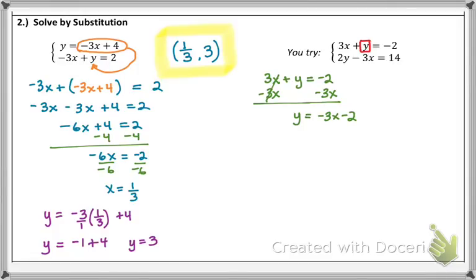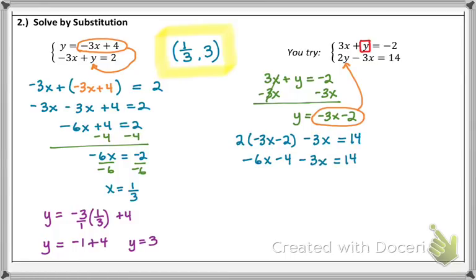Okay, so now that I have the y by itself, I'm going to go ahead and substitute it into the second equation that I haven't used yet. So you have to use both equations. I'm going to replace the y in the second equation with negative 3x minus 2. So 2 times negative 3x minus 2, minus 3x, is equal to 14. Now I have an equation with just x's, and I can solve for x. So let's distribute: negative 6x minus 4 minus 3x equals 14. Combine like terms, that's negative 4 minus 9x equals 14. Add 4 to both sides.